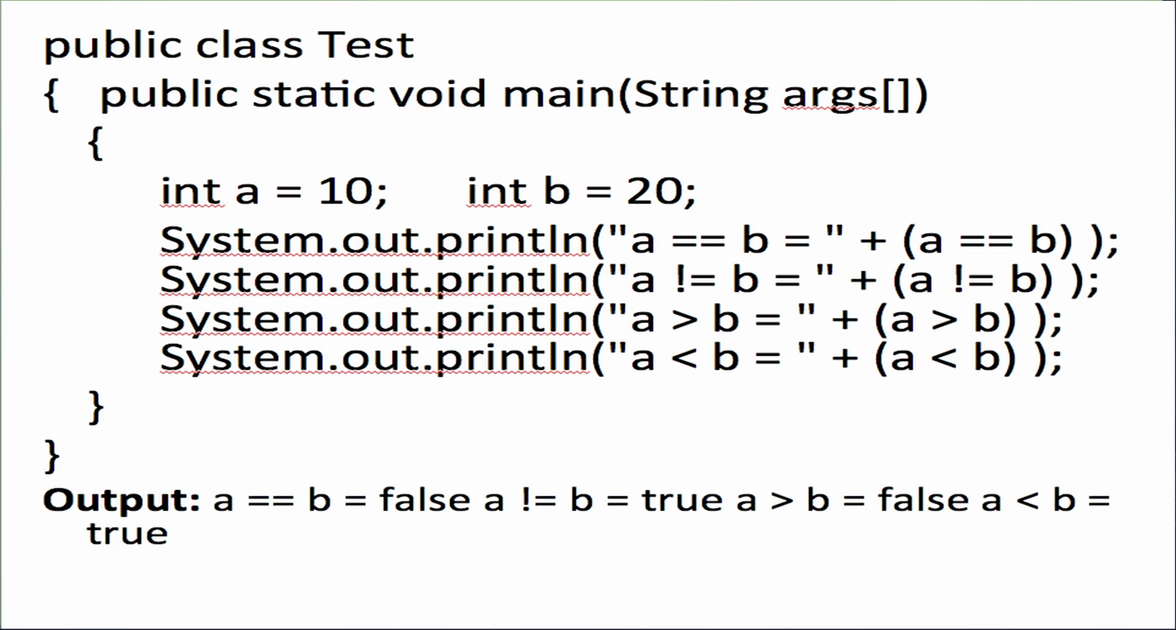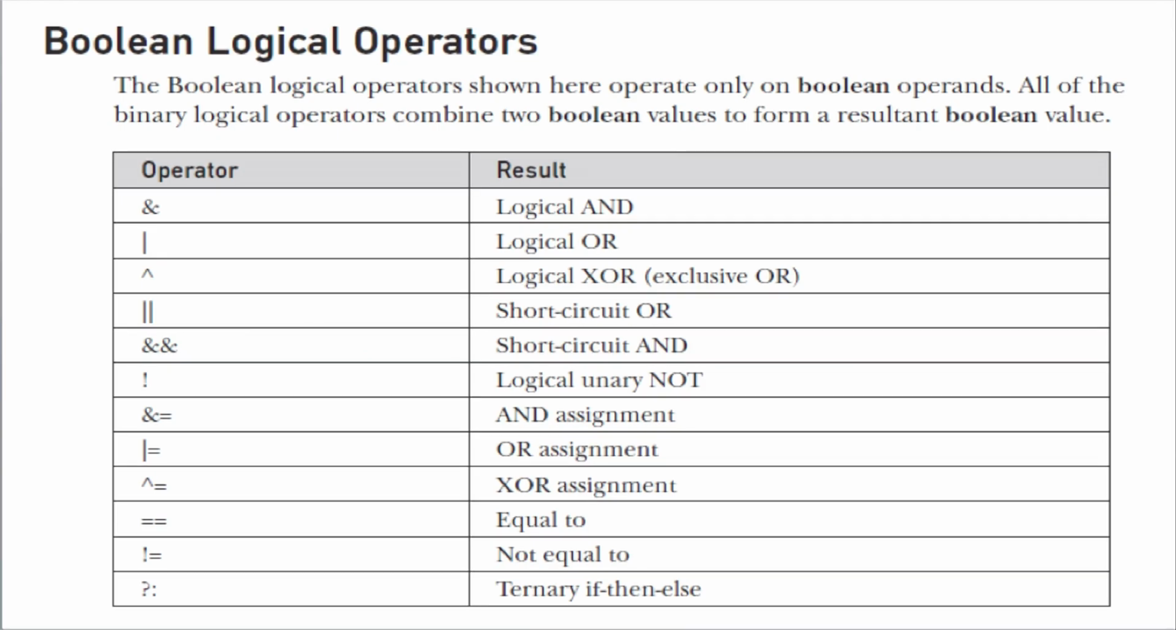Other relational operators are not equal to, simply equal to, greater than or equal to, and less than or equal to. We can use these relational operators the same way. Now, boolean logical operators. Here are some boolean logical operators. I have already explained all these operators, so now again we can use these logical operators. We already know about the relational operators. For the combination of two relational operators we use logical operators. Logical operators are also important in the Java programming language.